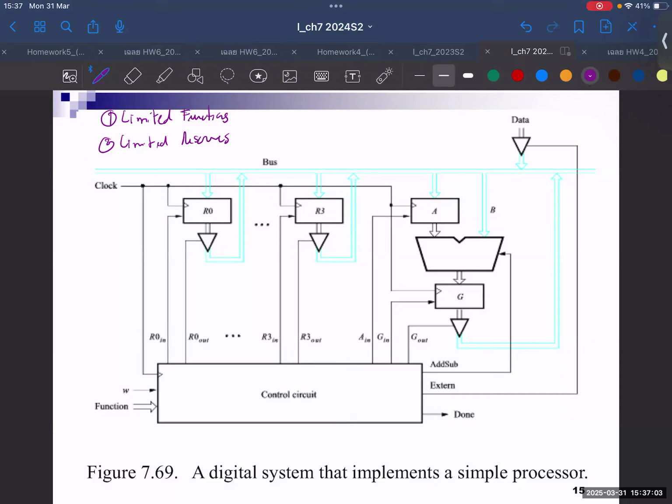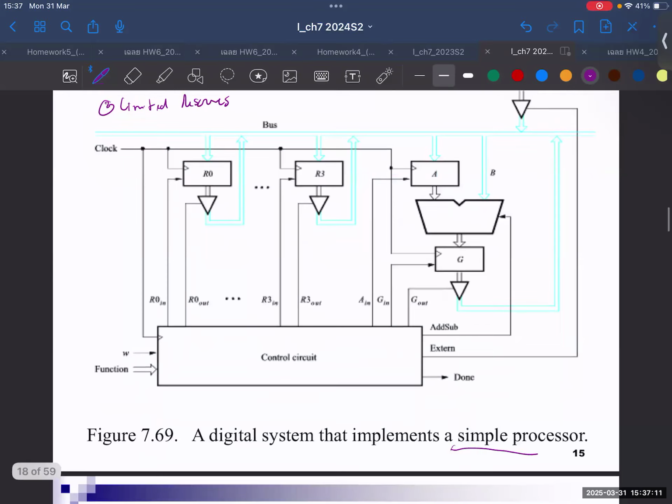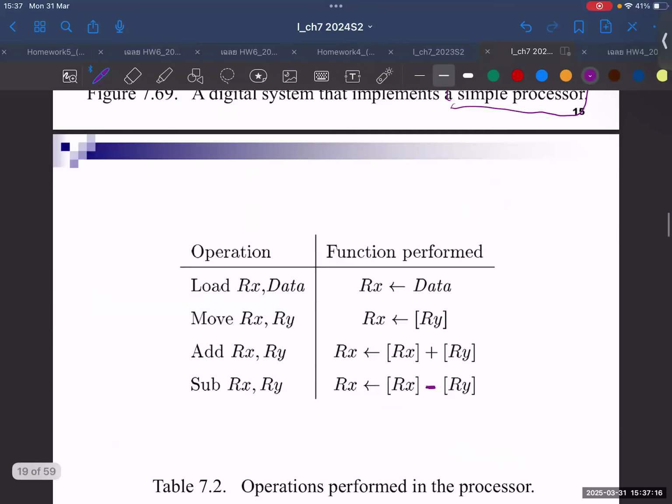But let's assume that we have limited functions for the stuff that we're going to do. We want to design a simple processor, and what does this processor have? First, it can do just these 4 functions. Number one is load. Load means get data from outside. That's the first operation. We call them operations, limited functions. The second one is move. You can move data from one register to another register. That's the second function it can do.